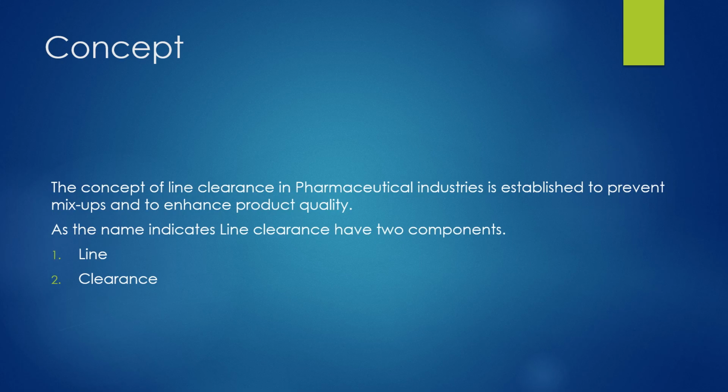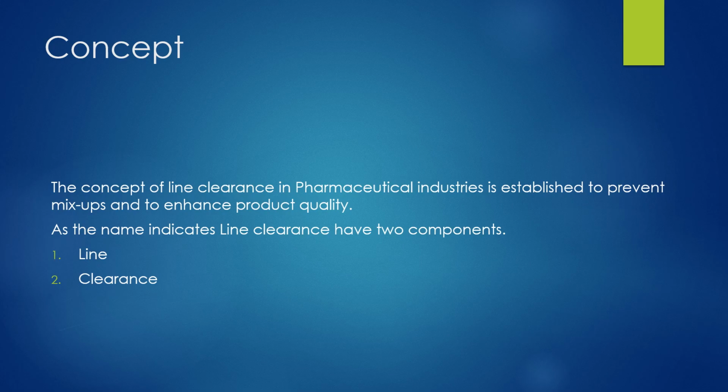Let us see the concept of line clearance. The concept of line clearance in pharmaceutical industries is established to prevent mix-ups and to enhance product quality. So here we can see two reasons and two basic concepts involved in line clearance: one is to avoid mix-ups, and the other is to enhance product quality. Because of these two concepts, it has become one of the critical areas in the pharmaceutical industry.